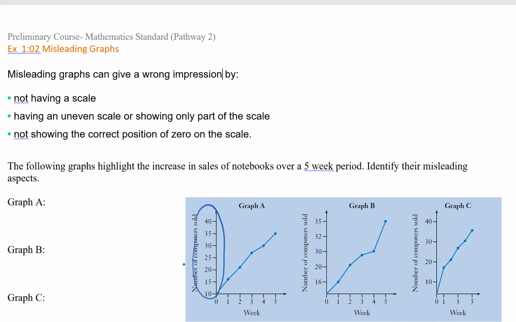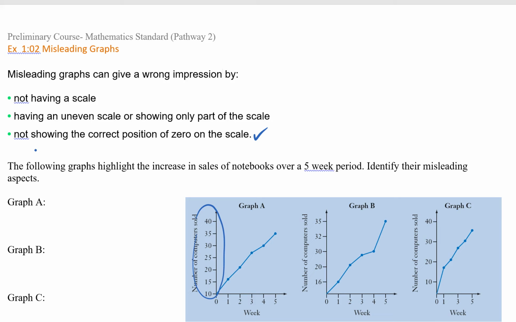So things like our scale here on the vertical axis is starting at 10. Now, for most of us, we wouldn't start and shouldn't start our vertical axis at anything other than 0. So here we've got an example of not showing the correct position of 0.